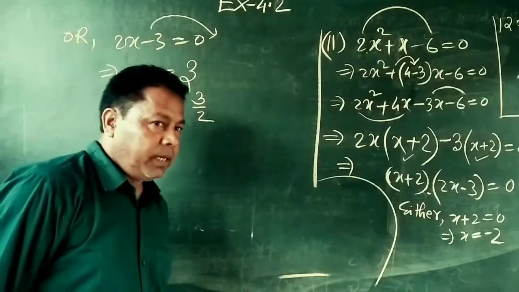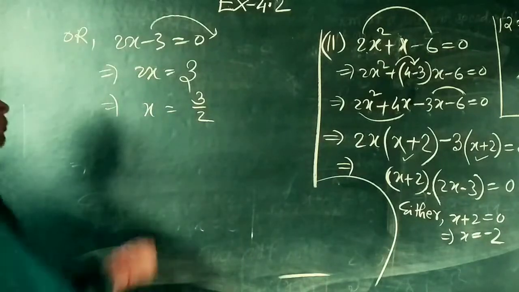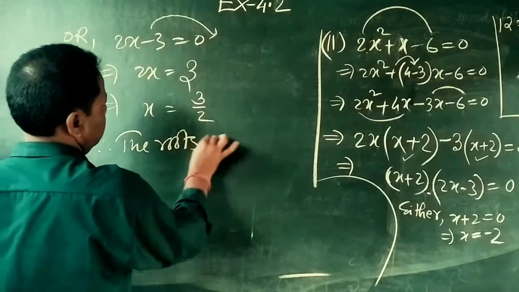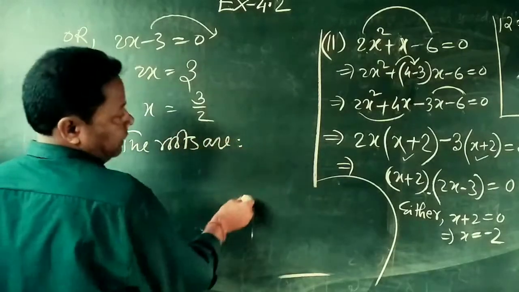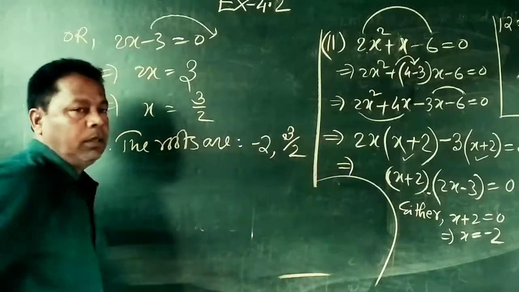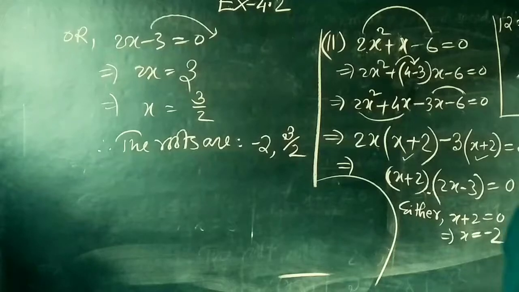So we need to find out the roots. So here 2 roots we have already obtained. Therefore the roots are minus 2 and 3 by 2. So these are the roots that we wanted to find.